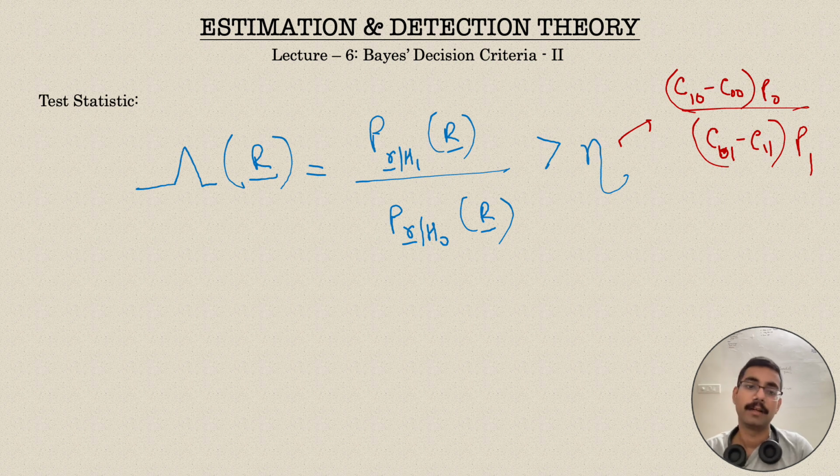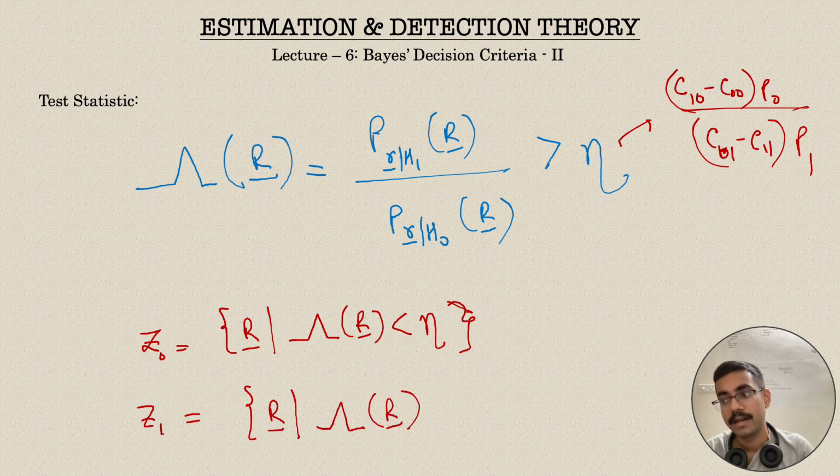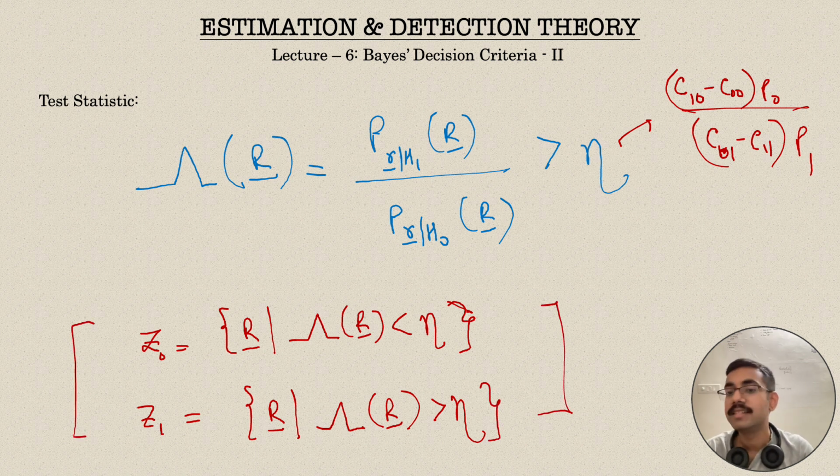Okay. So if we talk about the region Z naught, what will it be? These are the observations where this LRT is less than the threshold. And if I talk about the region Z1, what would it be? The region where the observations, the LRT is greater than the threshold. As simple as that. This is the Bayes decision criteria. Remember, the idea of threshold remains the same, because we are trying to find out a decision criteria, but the expression for threshold comes out to be this under the given circumstance.